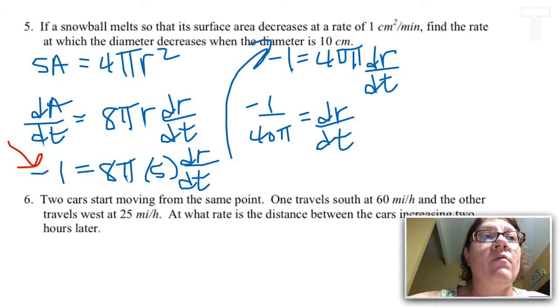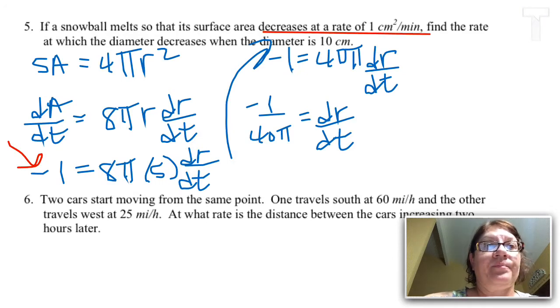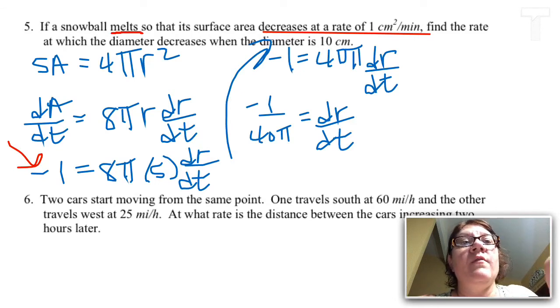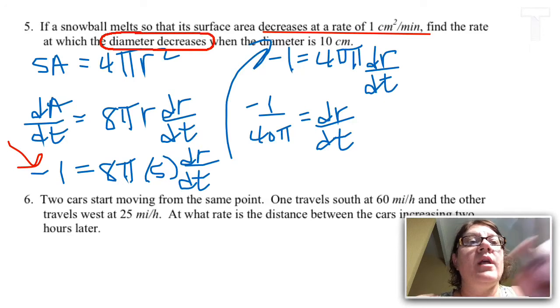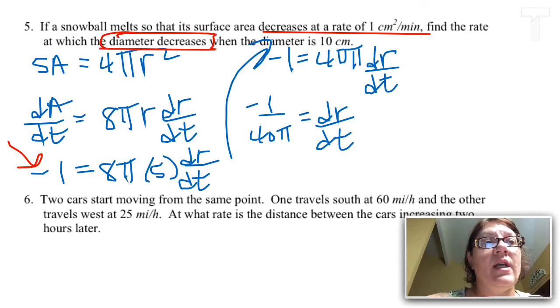I forgot to put in -1 since it was decreasing at a rate. Okay, so I put the -1 in. I have -1 over 40 pi, and I'm really supposed to be finding the rate for the diameter. Thank goodness it's decreasing. I know because it's a negative.